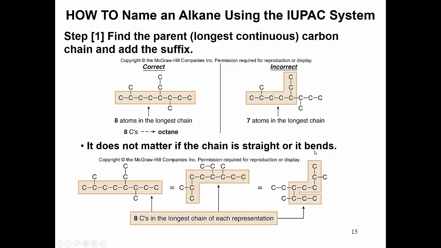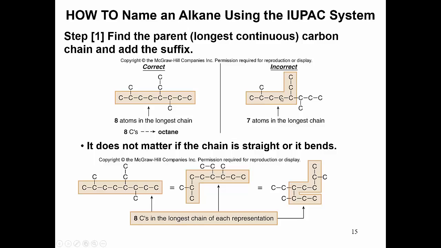It doesn't matter if the chain is straight or bends, you just look for the longest chain, the chain that contains the greatest number of carbons. Counting this way, 8. We could have drawn it up this way, still 8 is the longest.